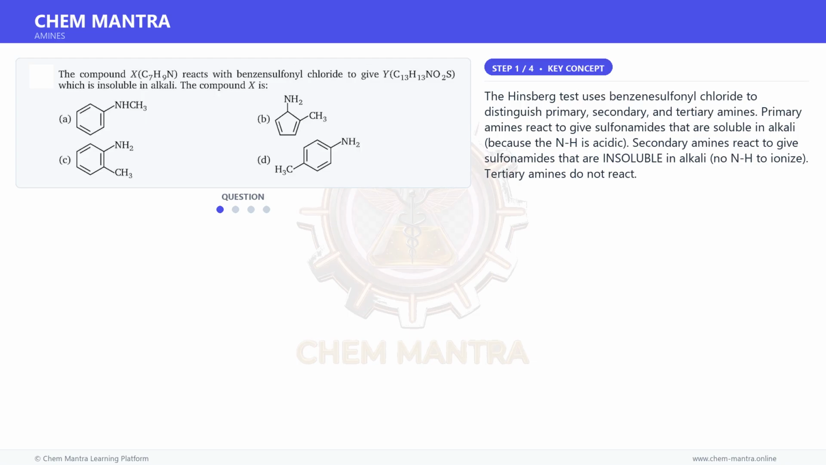The Hinsberg test uses benzenesulfonyl chloride to distinguish primary, secondary, and tertiary amines. Primary amines react to give sulfonamides that are soluble in alkali because the NH is acidic. Secondary amines react to give sulfonamides that are insoluble in alkali, no NH to ionize. Tertiary amines do not react.